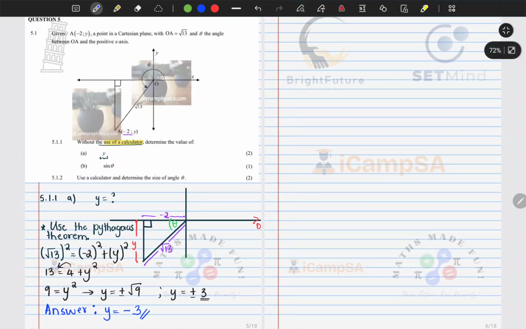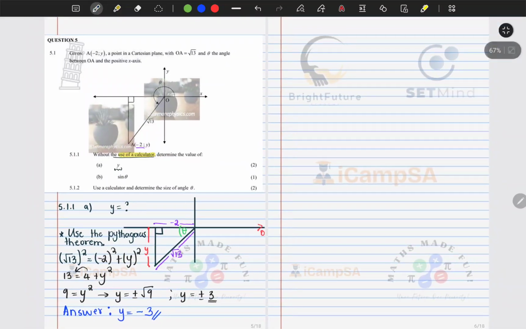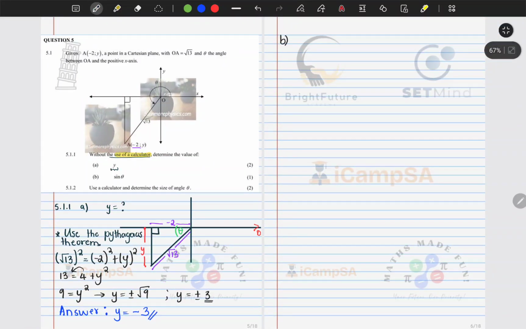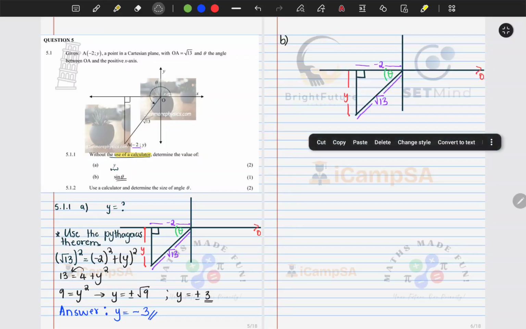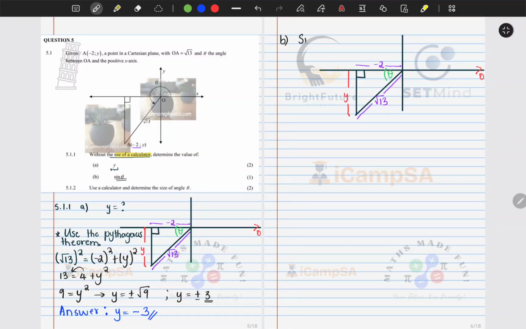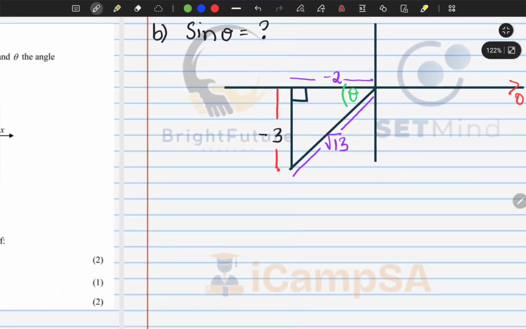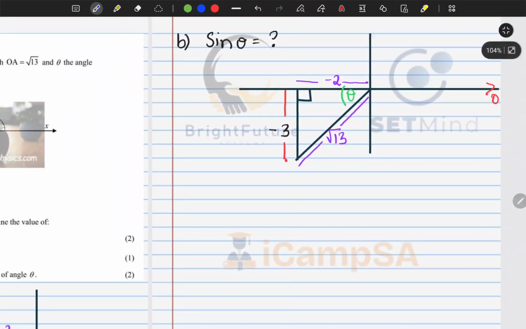Okay, done with A. Let's go and have a look at B now. For B, if you look carefully, they say we should give them what is sine of theta. So I'm just going to take the schematic here and use it, because for the next question, we want to figure out what sine of theta is equal to. So remember y, which is found as negative 3. And please mind where I put the theta.